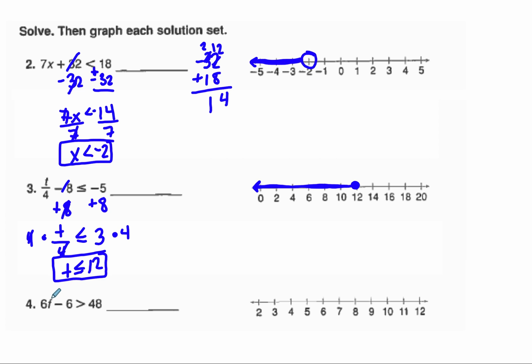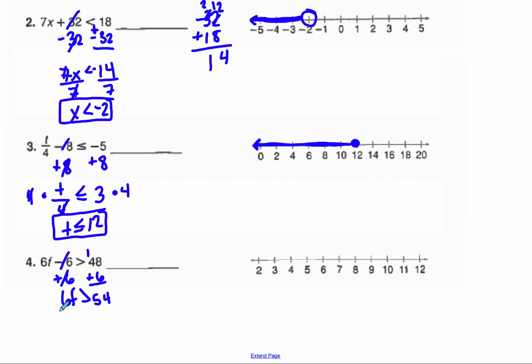All right, and then for number 4, I have 6f minus 6 is greater than 48. So I'm going to add 6, because it's -6, I have to cancel it out. All right, so I have 6f is greater than, let's see, 8 plus 6 is 14. 1 plus 4 is 5. So I have 6f is greater than 54. All right, so now I'm going to divide both sides by 6. F is greater than 9.